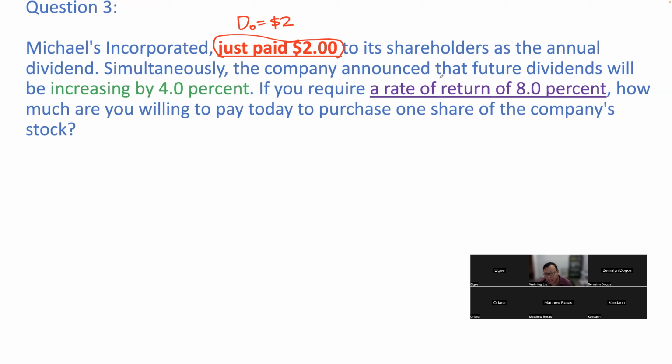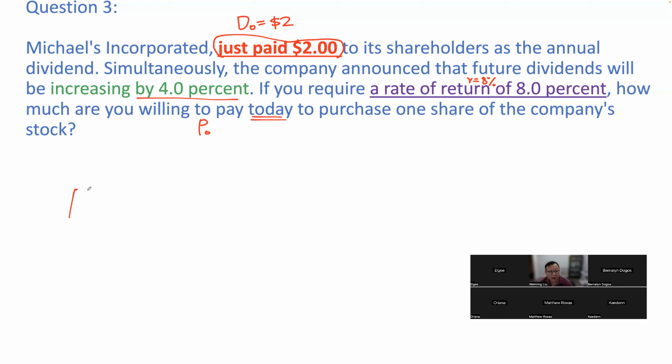Simultaneously, the company announced that future dividend will be increasing by 4%. This is the dividend growth rate, 4%. If you require a rate of return of 8%, so that's R equals 8%. How much are you willing to pay today to purchase 1 share of the company stock? So they're asking you about P0, the price today. So what should we do here?